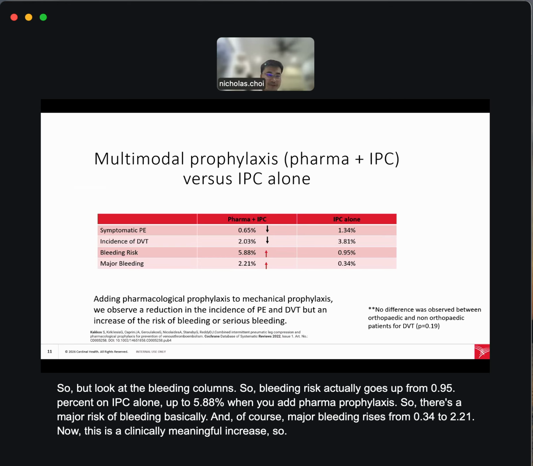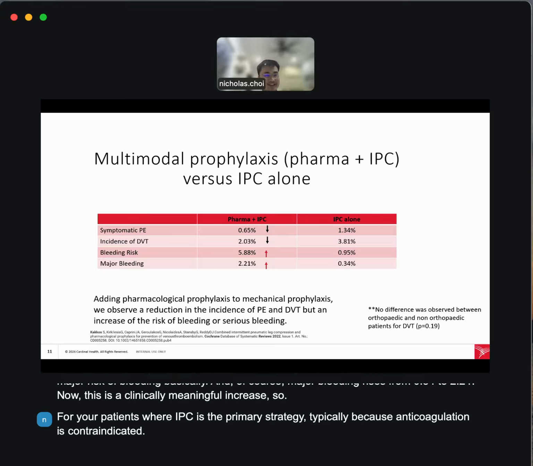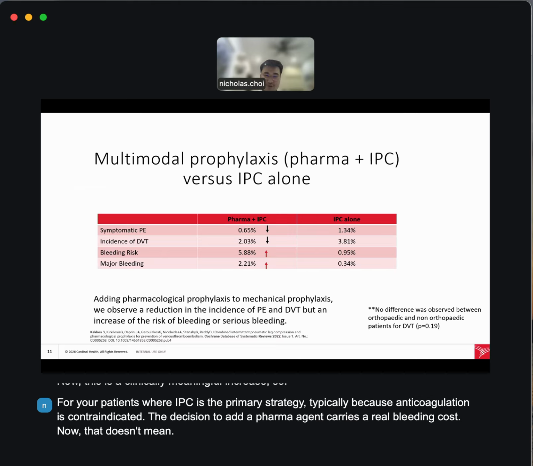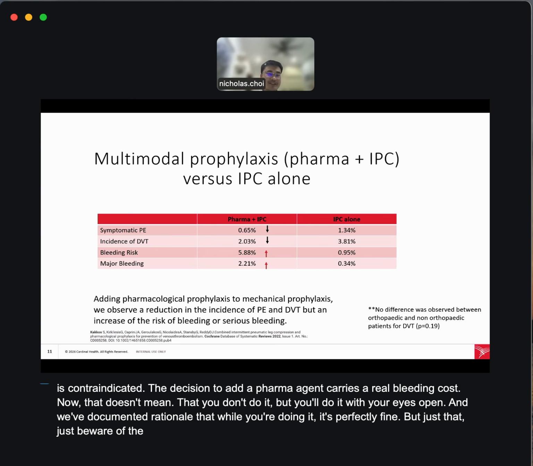So for your patients where IPC is the primary strategy, typically because anticoagulation is contraindicated, the decision to add a pharma agent carries a real bleeding cost. Now, that doesn't mean that you don't do it, but you do it with your eyes open and with a documented rationale for why you're doing it. It's perfectly fine, but just beware of the bleeding risk.